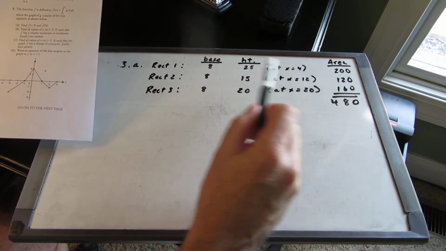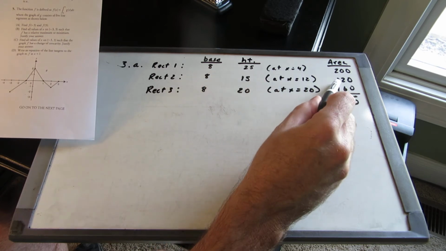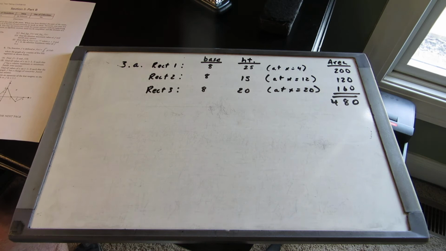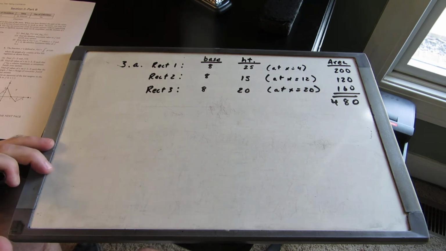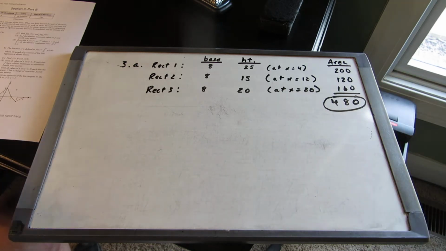So the area would be 8 times 25, that's 200. 8 times 15, that's 120. 8 times 20, that's 160. So you would get a total of 480. So your answer for that question is 480.